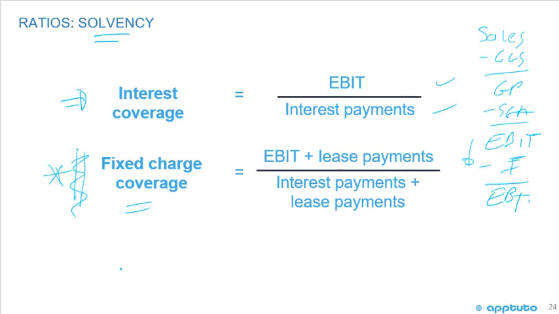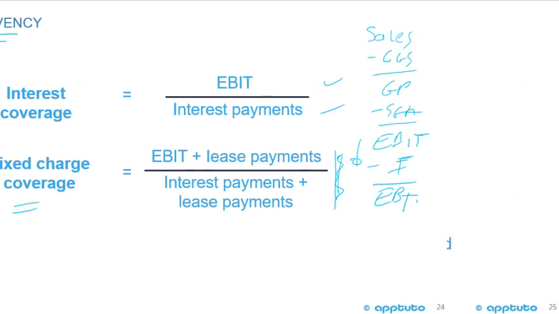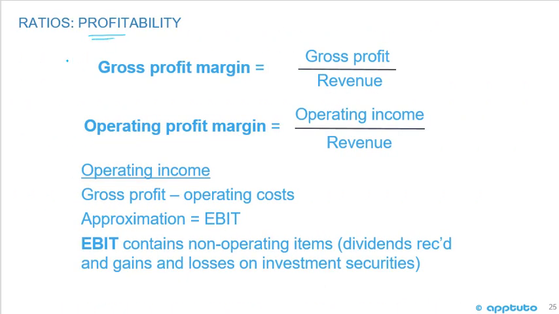So many of these ratios are so easy to understand, to calculate, to memorize. It's when they throw at you something like this, it's not used as much, the fixed charge coverage, okay? EBIT plus the lease payments divided by interest payments plus the lease payments. Very important one to remember, as you could see from that previous practice question that we just did. Now we're moving on to the profitability ratios.